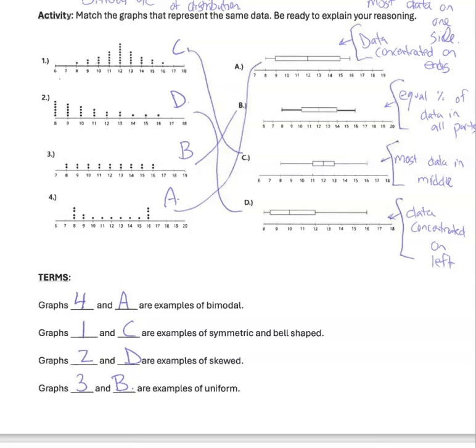So that one would be skewed. And then the next one is the one that is uniform. It is uniform across, would be 3 and B. So those are the major names.